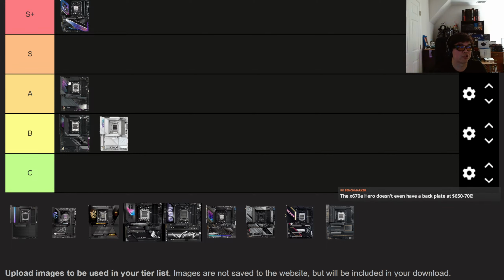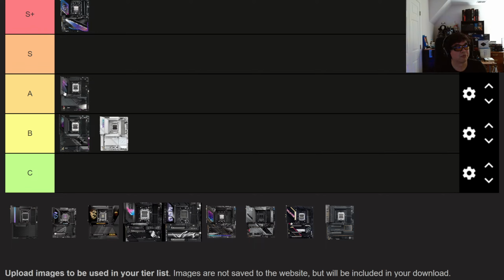Unfortunately, all 3 of the Gigabyte boards have lane sharing. 2 of the M.2 slots take lanes from the graphics card slot on all 3 of these Gigabyte boards. And that's like the one thing that drops the Master from S to A. It's really the one thing.